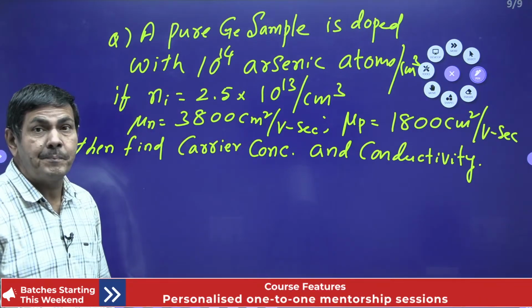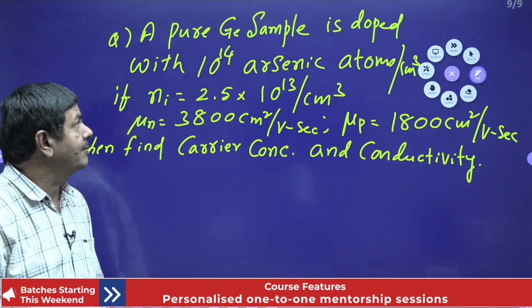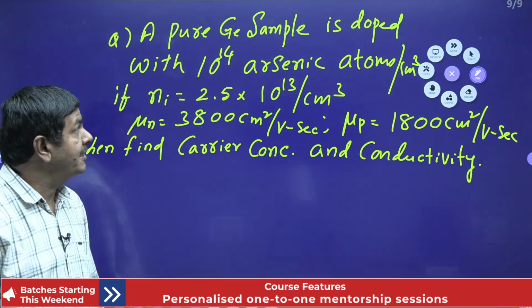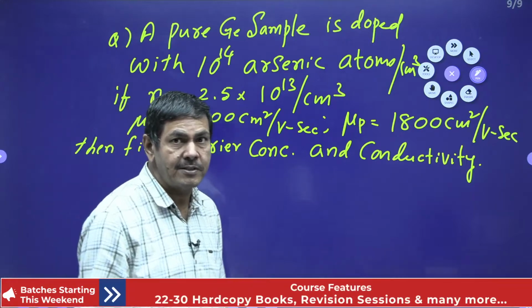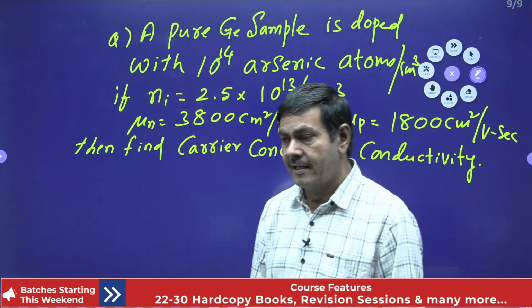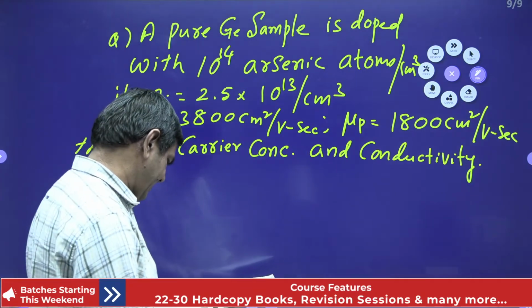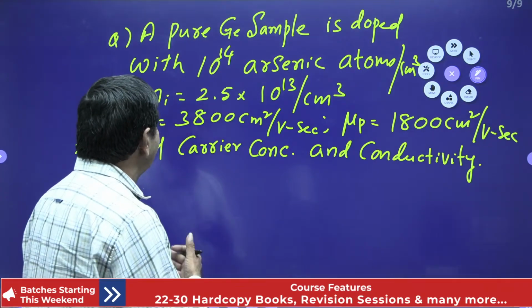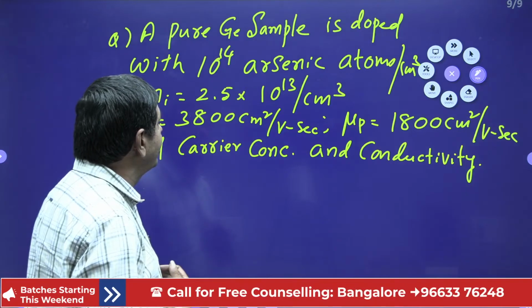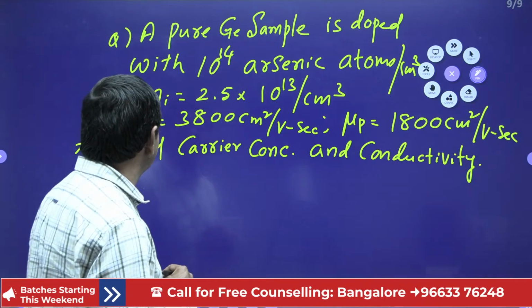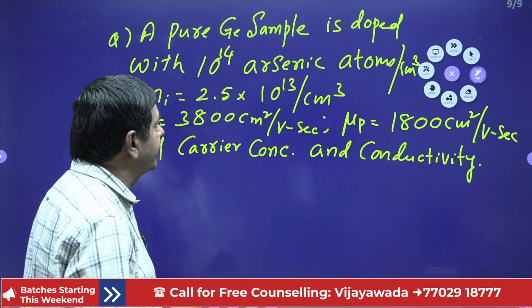Arsenic is a pentavalent atom. Pentavalent examples I gave: phosphorus, arsenic and also antimony. All these materials are given to you already. And the intrinsic concentration 2.5 into 10 power 13 per cm cube is given. Mu n and mu p are also given here.